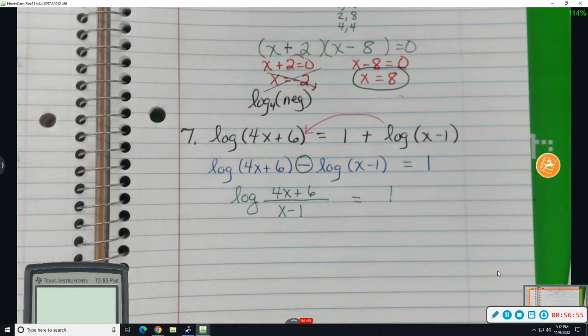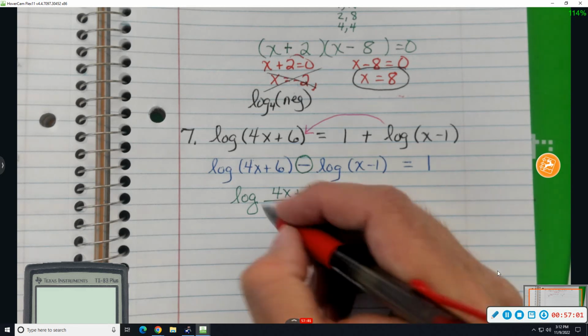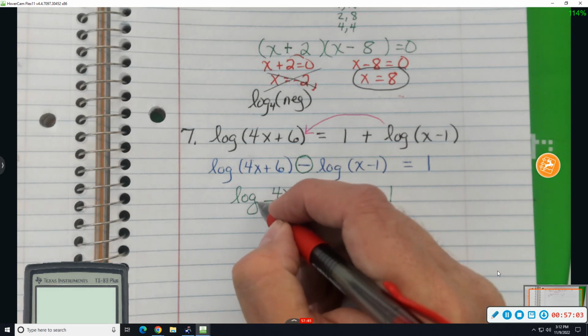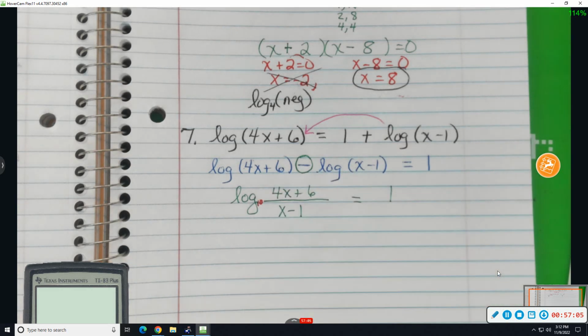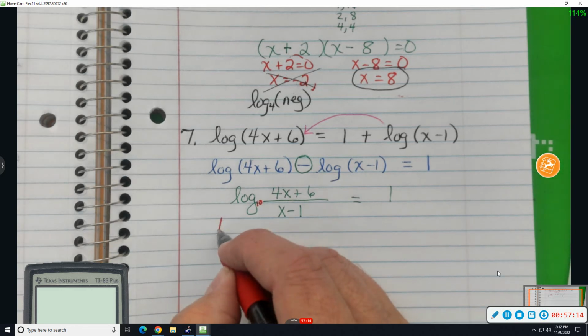Don't let the fact that there's a fraction scare you too much, because it's actually going to work out pretty nicely. Remember, since there's not a little base stated here, we assume it's a 10. So what big number do I need to write that'll cancel out that logarithm? 10.